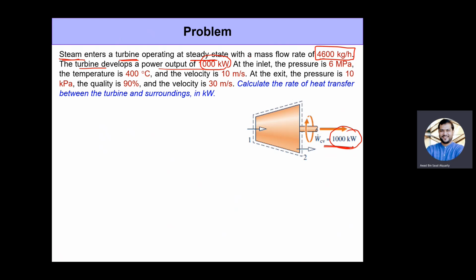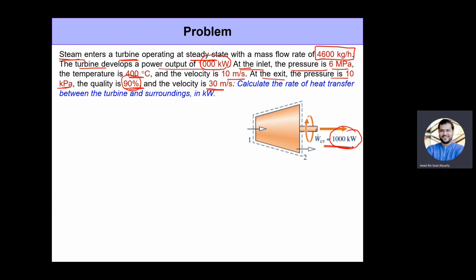Which is 1,000 kilowatt. Now at the inlet of the turbine, the pressure is 6 megapascal and the temperature is 400 degrees Celsius. Velocity is 10 meter per second. Okay, so these are the conditions at the inlet. At the exit, we have the pressure, again, pressure is 10 kilopascal. You can see a huge reduction in pressure. The quality is 90%. The quality is provided along with pressure, which means that we're dealing with a saturated mixture, and you exactly know how to get properties for saturated mixtures. And the velocity at the exit is 30 meter per second, a slight increase in velocity.